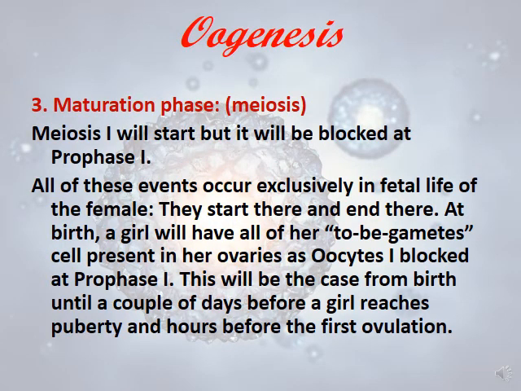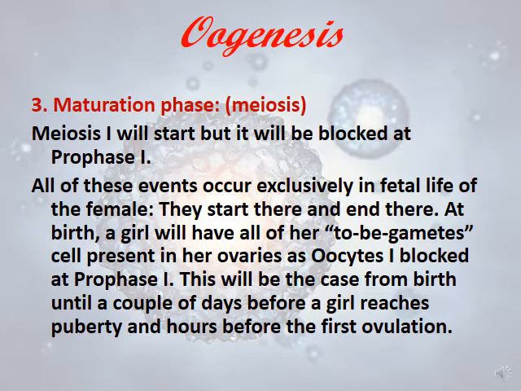Let's move to stage number 3. Here we have meiosis. Meiosis 1 will start, but it will be blocked at prophase 1. All these events occur in the fetal life, and only in the fetal life of the female. They start there and they end there. At birth, a girl will have all of her future gametes. All of them will be present in her ovaries as oocytes 1 that are blocked at prophase 1.